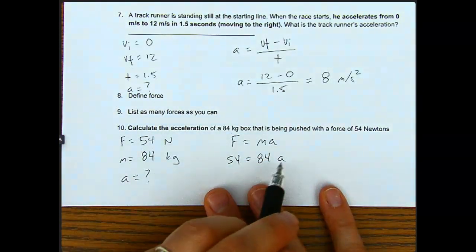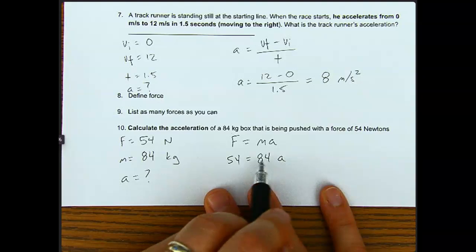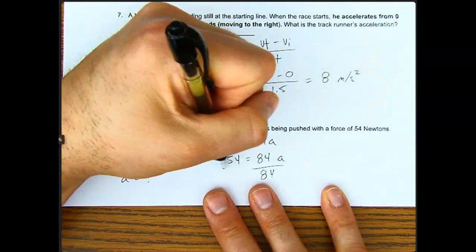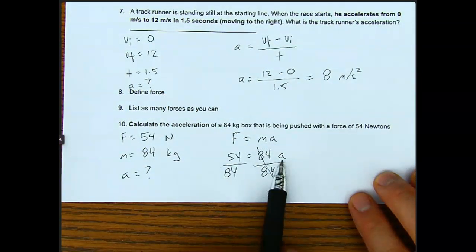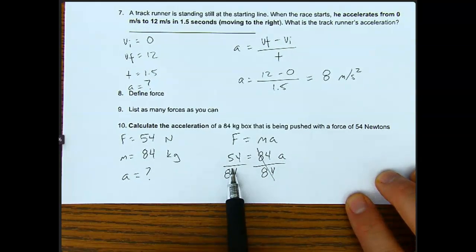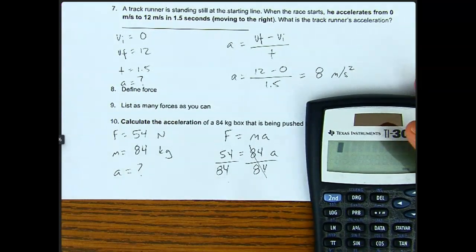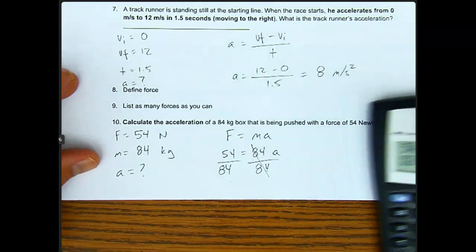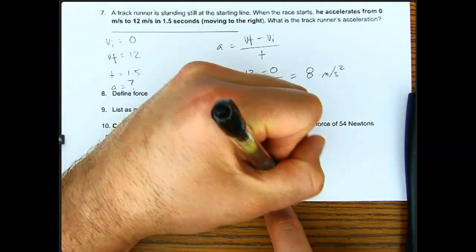Well, we have 84 times A, and if I'm trying to get A, I need to get rid of this 84. If I'm multiplying by 84, to get rid of that 84, I need to do the opposite of multiplication, which is division. So I'm going to divide both sides by 84. Now the 84 cancels out on this side, and I'm just left with A is equal to 54 divided by 84. So we can do that in the calculator. 54 divided by 84. Okay, 0.64. So I could say my acceleration is 0.64 meters per second squared.